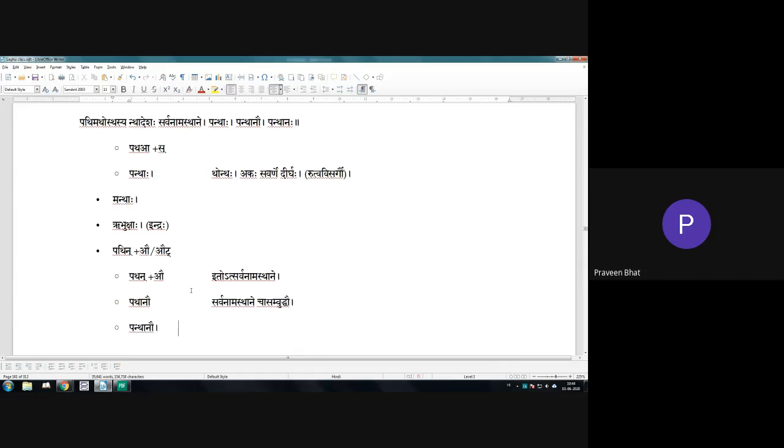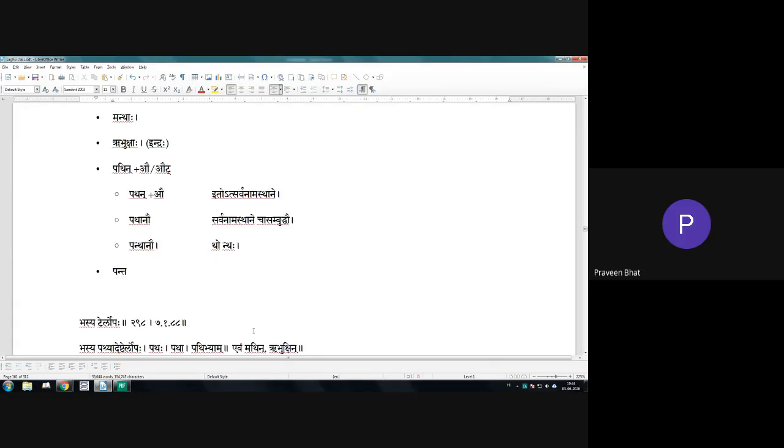So pantha, this is the roopa. So pantha panthanau, this is by dhontaha. Dhontaha will give you panthanau. So panthaha panthanau, then panthanaha panthanam. So similarly you will get panthanam panthanaha panthanam. This is au and out anyway, both we have done: panthanau.